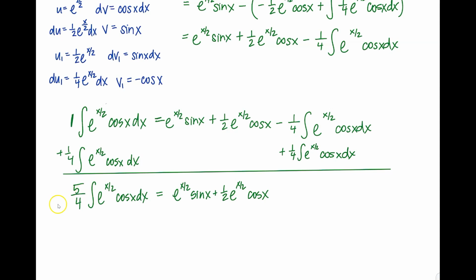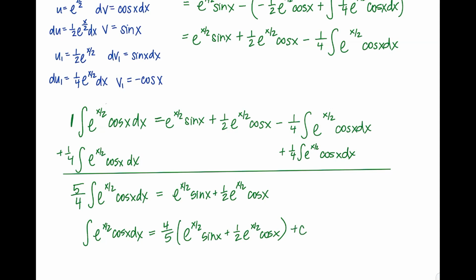So I can just multiply both sides by the reciprocal of 5/4, by 4/5, to get this by itself. So we have the integral of e to the x over 2 cosine x dx is equal to 4/5 times e to the x over 2 sine x plus 1/2 e to the x over 2 cosine x. And then we can't forget plus c, which I'm pretty sure I forgot every step of the way, but I'm at least including it in my almost final answer here.